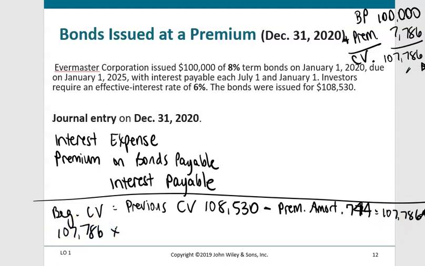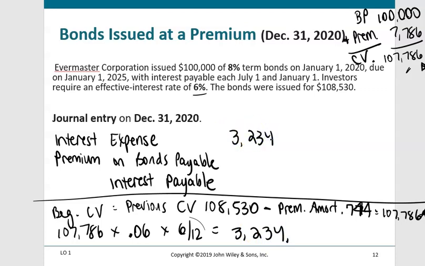Multiply this by the effective rate of 6%. This is a semi-annual bond, so times 6 out of 12, or we can say 107,786 times 3%, gives us interest expense of 3,234. So debit to interest expense, 3,234.